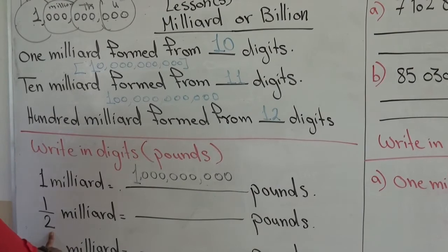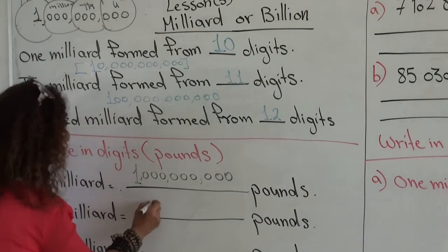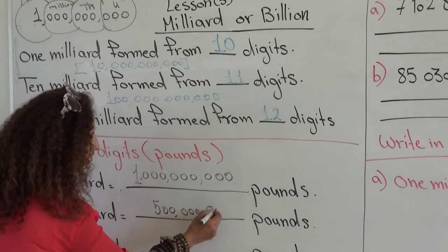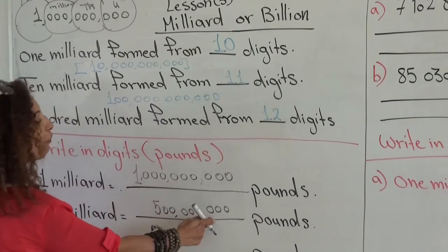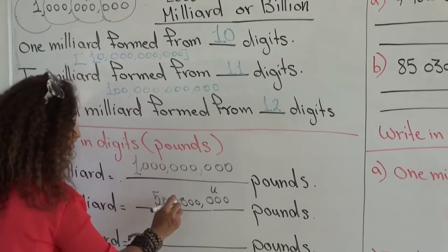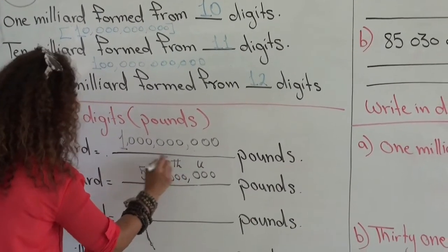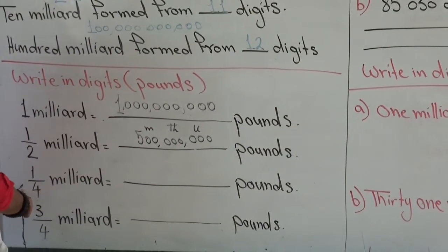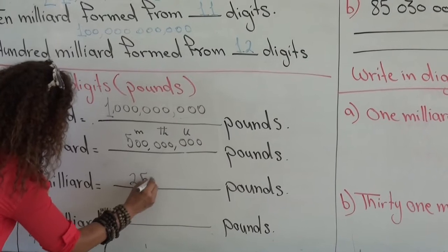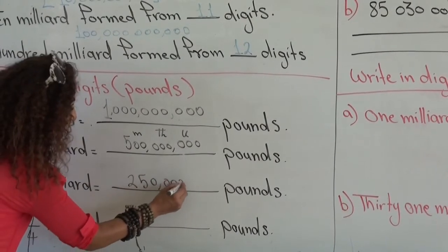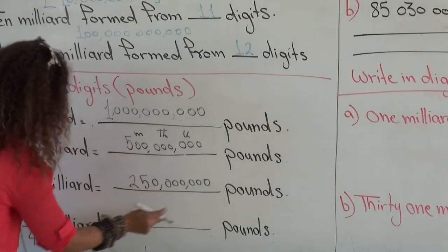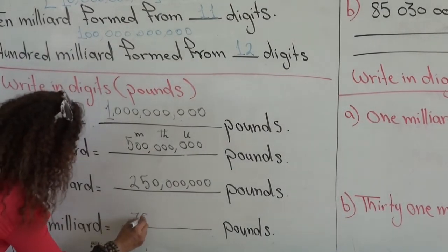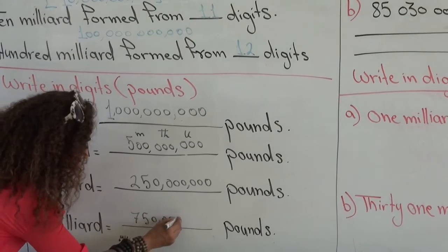Okay, so half milliard becomes 500 million. I told you before, write the family here: units, thousand, and here is the million, and here is the milliard. Again, a quarter will be 250 million. And what about 3/4? 3/4 will be 750 million.